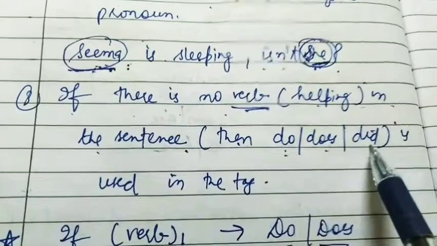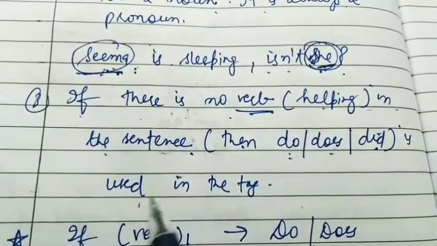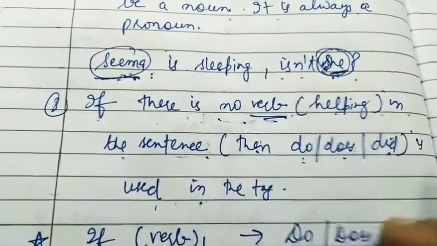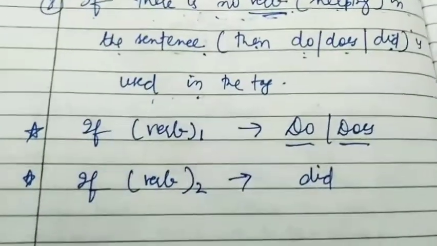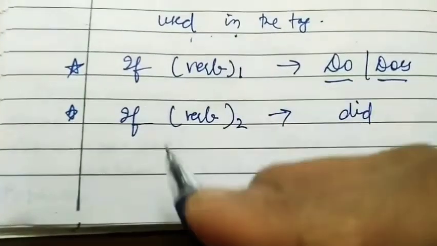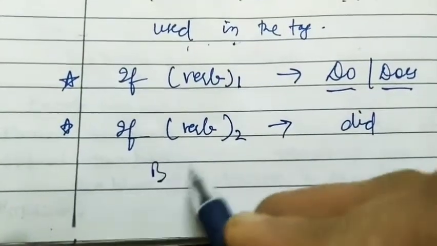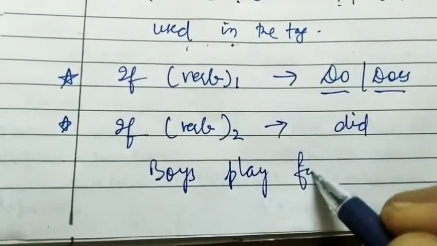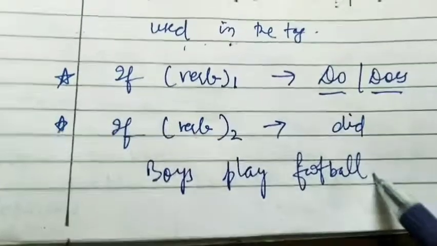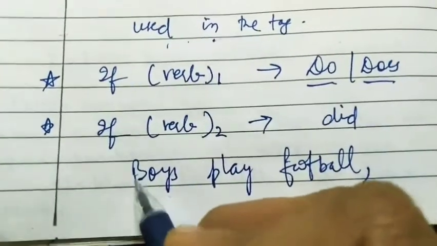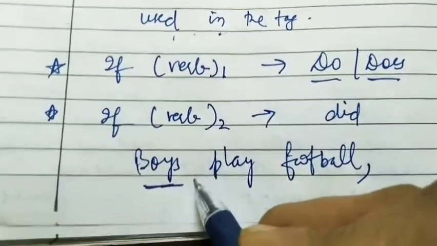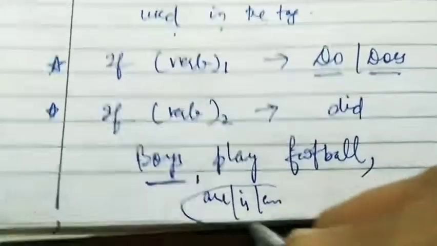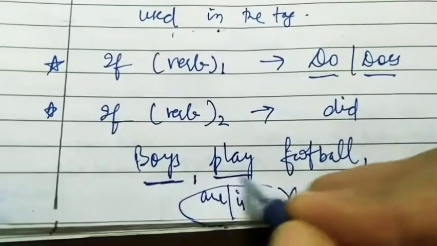Then if there is no verb, means no helping verb in the sentence, then we will use do, does or did, alright, in the question tag. ठीक है. If we have no helping verb means sentence में is, am, are नहीं लगा हुआ. ठीक है. कैसे? For example, if I take this example, boys play football. Okay. Now boys are plural here, but here no helping verb is there. We have not used are, is, am, nothing is used here. So here only the verb is given.